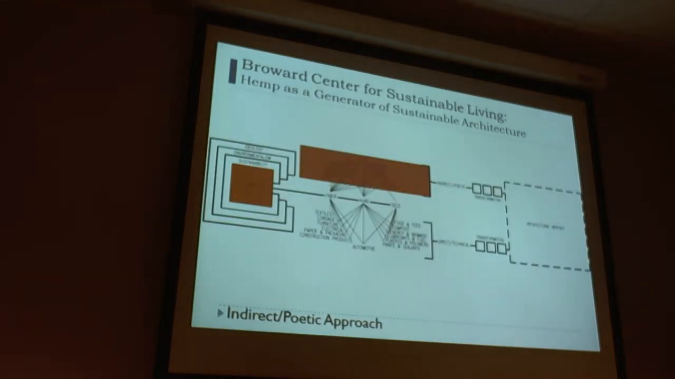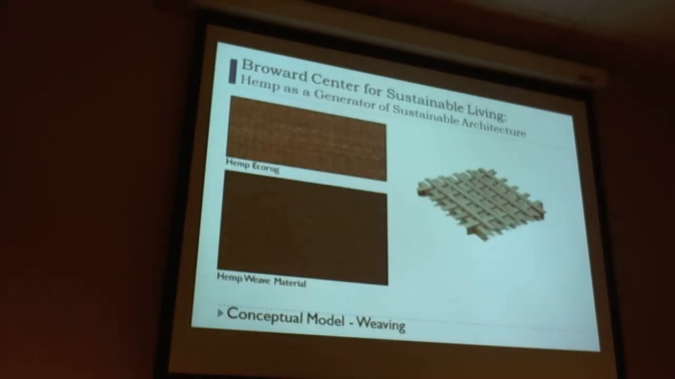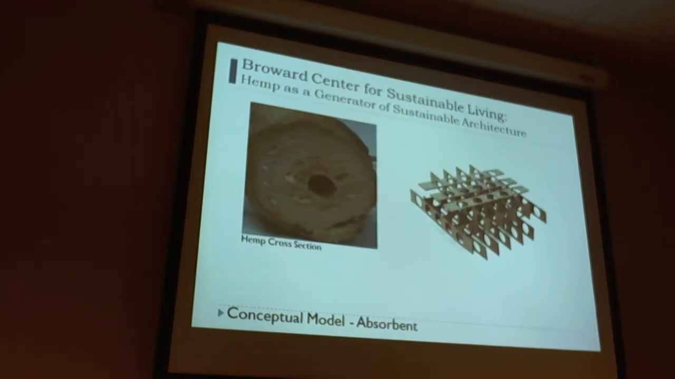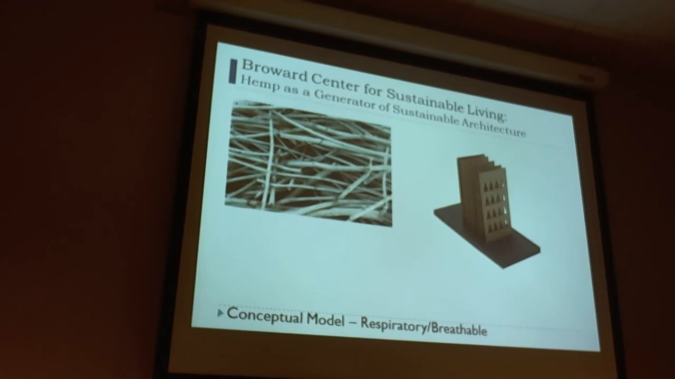Now we go into the indirect, the poetic aspect of the architecture of hemp. So we look at the weaving aspect of hemp fiber, and I created a conceptual model based off of that. We looked at the cross-section of hemp and how it absorbs material from the earth to make it into a tree. So I created a conceptual model based on absorbent qualities. Hemp can also be respiratory, so I looked at that and developed a model based on its respiratory qualities.